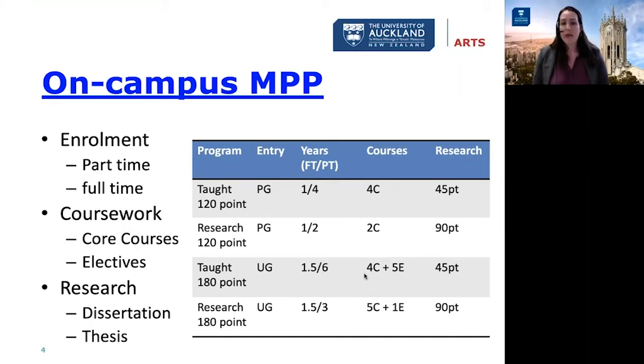And the other big difference here in the coursework, you notice that 4C, that's just my shorthand for core courses. So someone doing the 1.5 year long taught 180-point Master of Public Policy takes the 4 core courses that someone in the 1-year program does, but they also get to take 5 elective classes. So they do the same size of a dissertation, but they also take electives from postgraduate classes from across the university. So if you know you want to study public policy, but you're kind of interested in education policy, you can take classes in education.